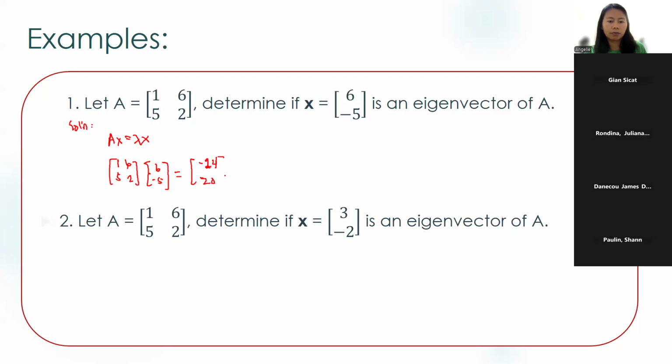This is to show if this x here is really an eigenvector of this matrix. So we want to express it in this form. We factor out some scalar to show that this is really an eigenvector. So we find a scalar that would fit this equation. What would be the scalar here? What do you think would be the scalar?